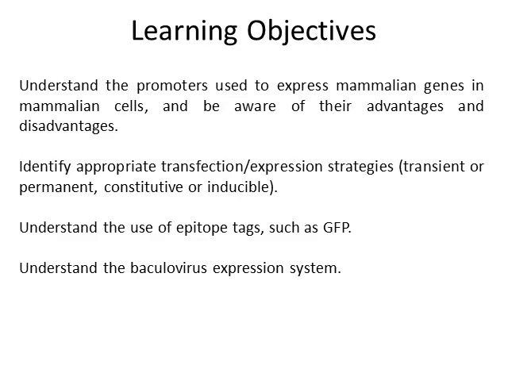You need to be able to identify appropriate transfection and expression strategies, be they transient, permanent, or constitutive or inducible. So constitutive or inducible refers again to the type of promoter that is expressing the gene you're interested in. Transient or permanent transfection refers to how you actually go about getting that expression plasmid, that expression construct, into the mammalian cell in the first place, which strategy you use. We'll talk about those two different strategies in a moment.